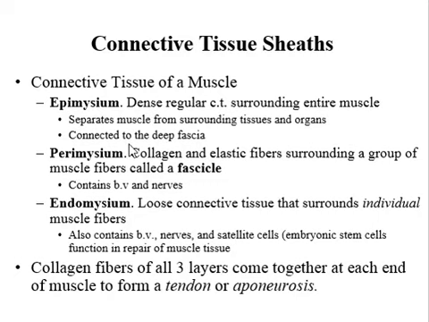Next we are coming to the perimysium. The connective tissue sheath that covers each fasciculus is called the perimysium. And next, the endomysium. Each muscle fiber is covered by a connective tissue layer called the endomysium. The collagen fibers of all three layers come together at each end of the muscle to form a tendon or an aponeurosis.